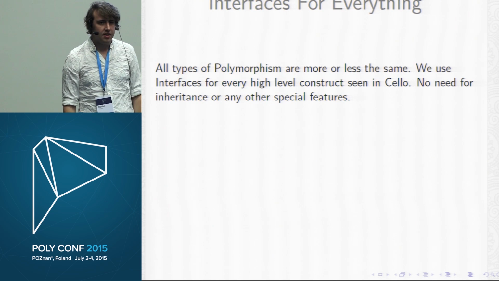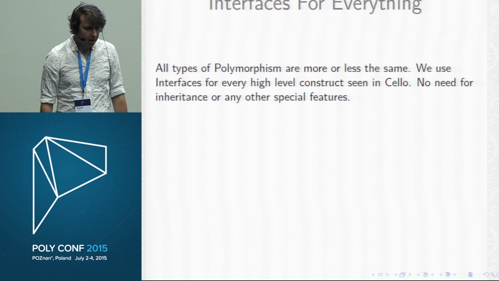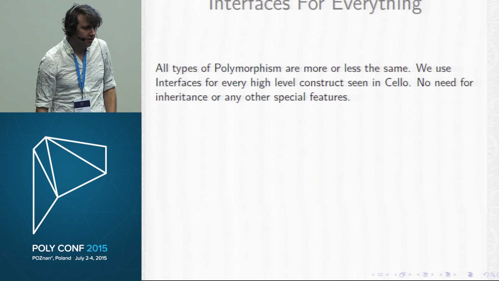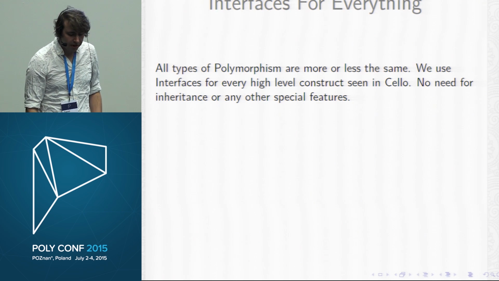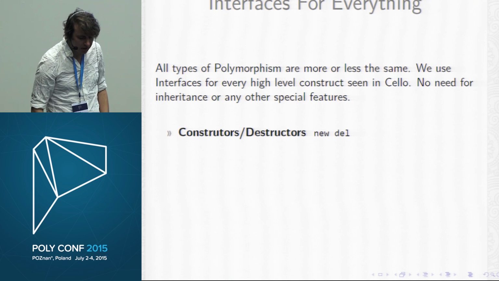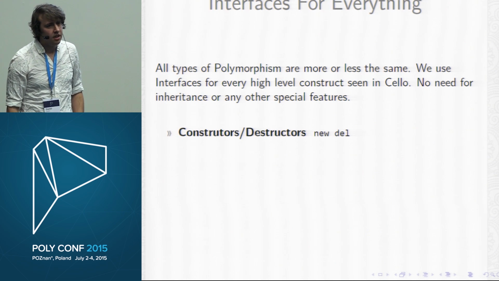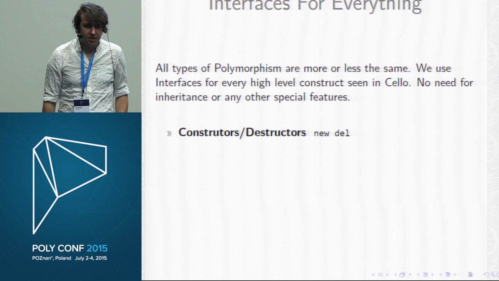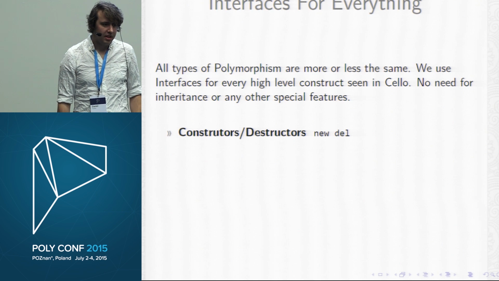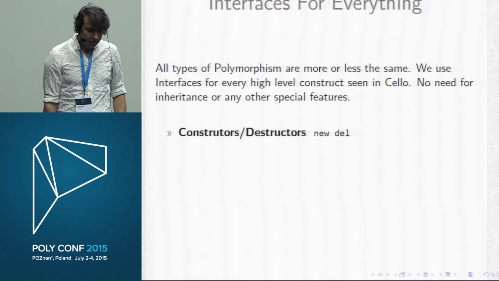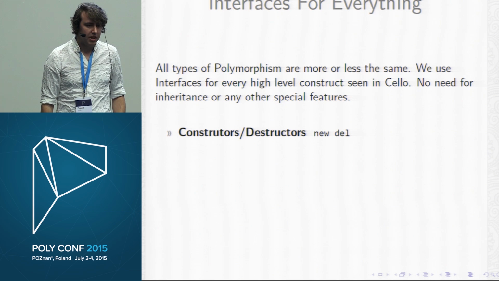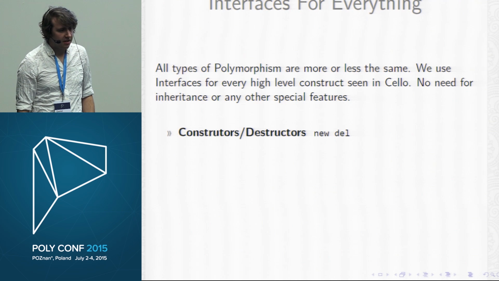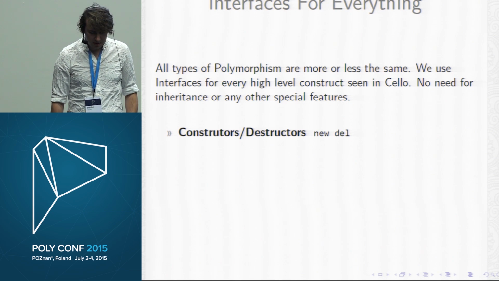One of the really neat things about Cello is that we use this polymorphism, these interfaces, for pretty much everything. All the different high-level constructs are going to be using it in one way or another. So for example, these constructors and destructors, you saw there was a new function. There's also a del function. Actually, this is basically just like a type class. You just give some functions to run when the object is created and when it's deleted. So you don't need some kind of special syntax or anything like C++. It's really just a type class.